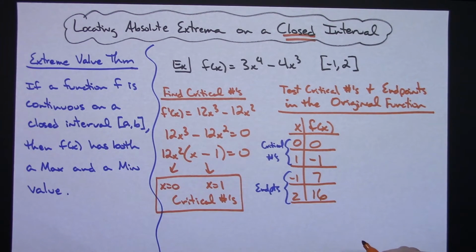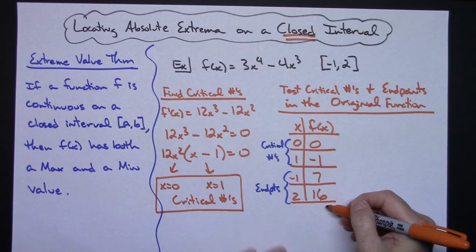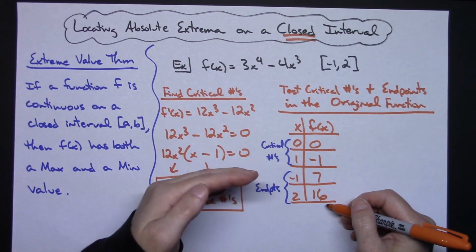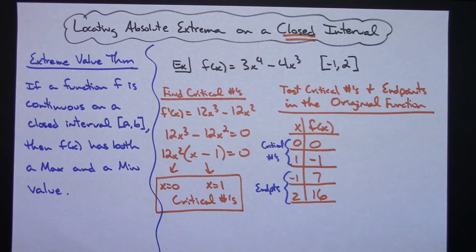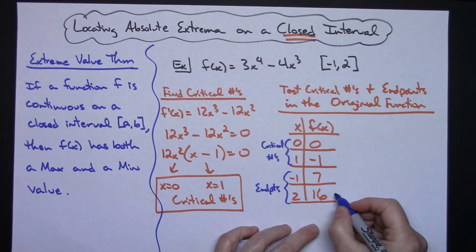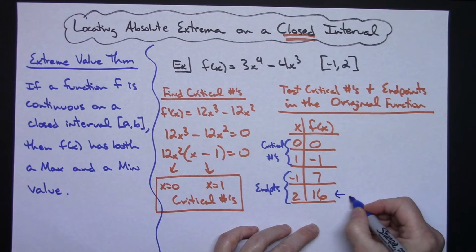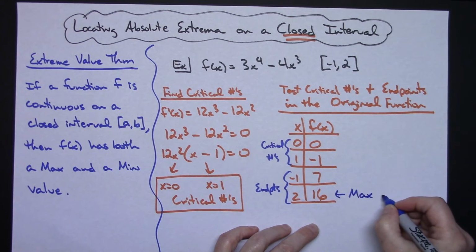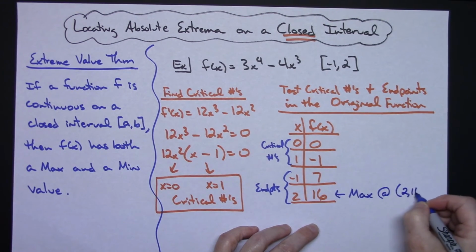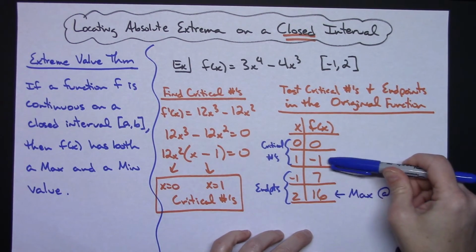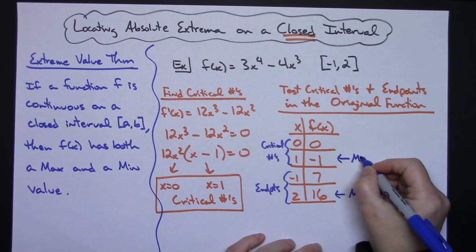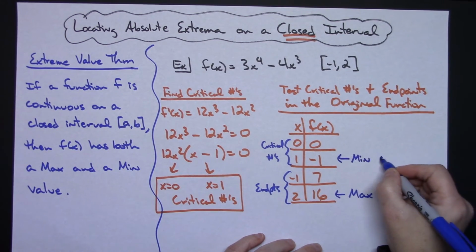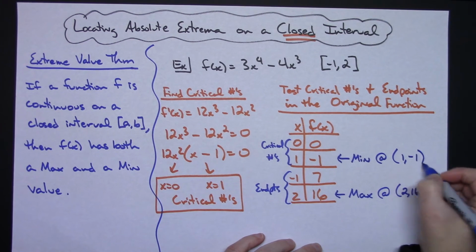Now I'm going to look at these f of x values, because that's going to tell me where my absolute extrema is. It's going to tell me where my max point is, how high it goes up on the y-axis, or how low it goes down on the y-axis. So 16 is my biggest number right here. That means I have an absolute max at the point (2, 16). And looking at this list, this -1 is the smallest, so that's going to give me a minimum value. So one of my absolute extrema will be a minimum, and it's going to be located at (1, -1).